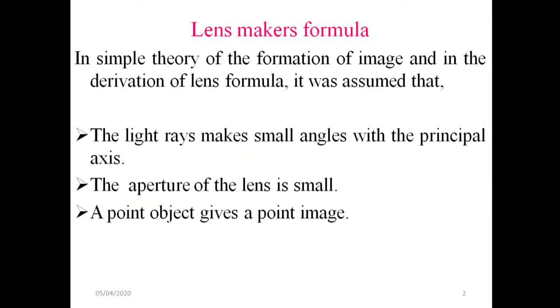Today we will study lens maker's formula from geometrical optics. In the simple theory of the formation of image and in the derivation of the lens formula, it was assumed that the light rays make small angles with the principal axis. Second, the aperture of the lens is small. Third, a point object gives a point image.